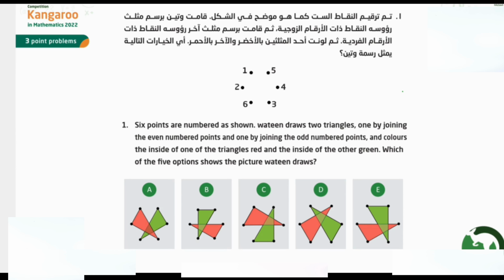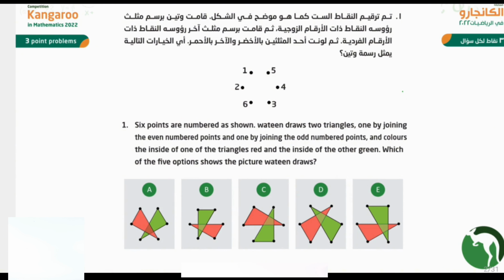In question number 1, 6 points are numbered as shown. Within draws two triangles, one by joining the even numbered points and one by joining the odd numbered points, and colors the inside of one of the triangles red and the inside of the other one green. Which of the 5 options shows the picture Within draws?